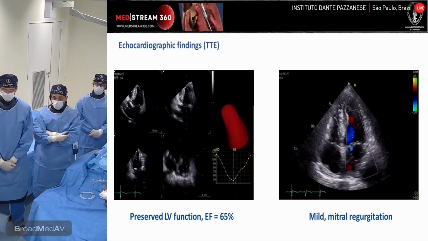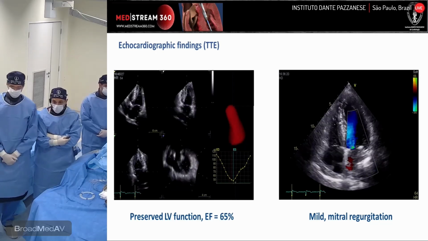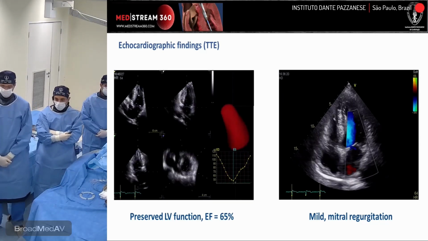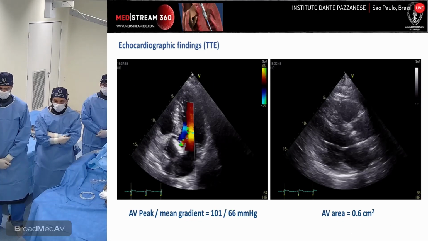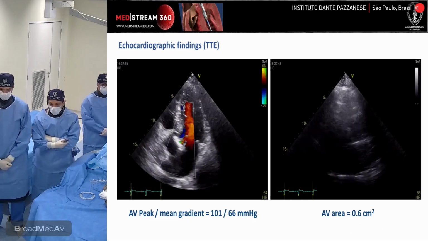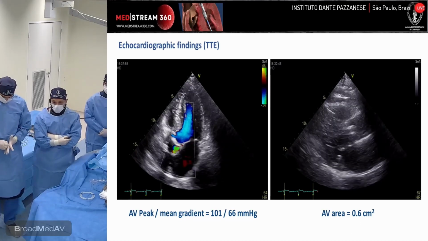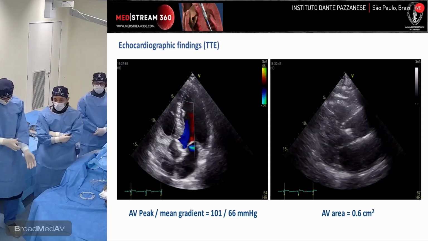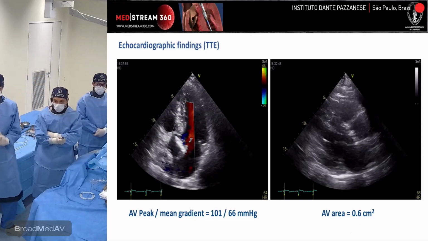These are the echo findings. He has a preserved left ventricular function with EF estimated on 65%, mild mitral regurgitation. The mean gradient across the aortic valve is 66 millimeters of mercury, and the estimated aortic valve area is 0.6 square centimeters.